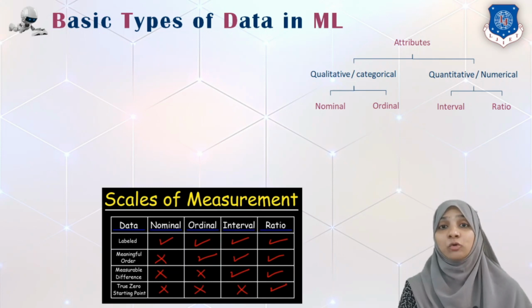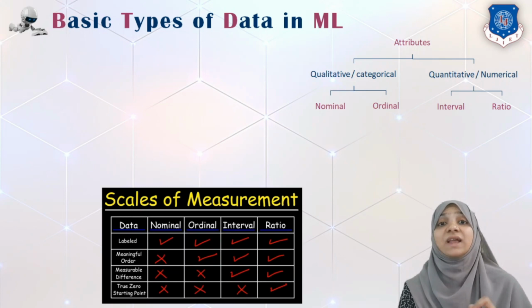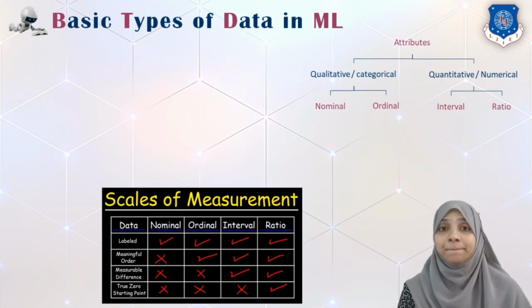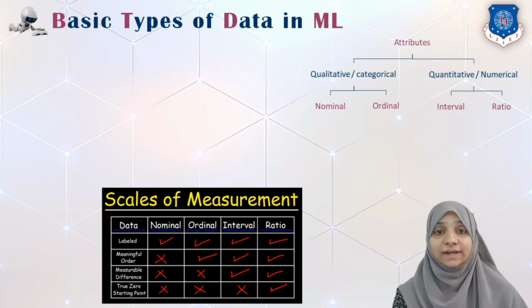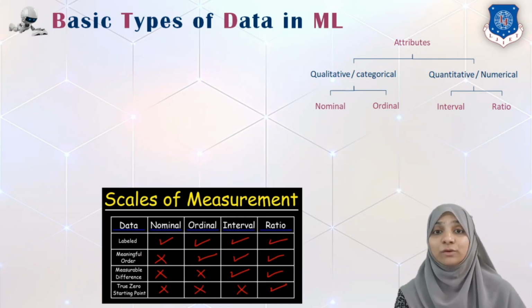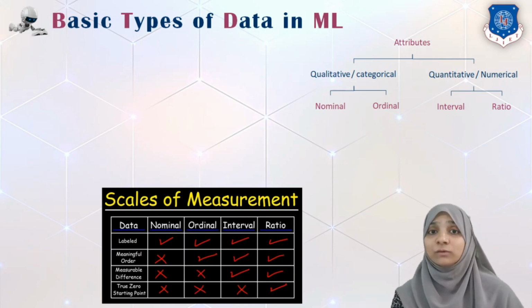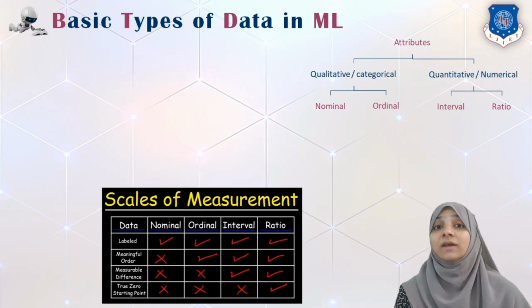Say for example, blood group. Are we able to find out the exact difference between any two values? Yes, we can find out the exact difference between any two values under interval as well as ratio data only. We cannot have an exact difference between two values of nominal data and ordinal data. And the fourth characteristic is true zero value. That means do we have negative values? We cannot have negative values only for ratio data. For all other types of data, we can have negative values.